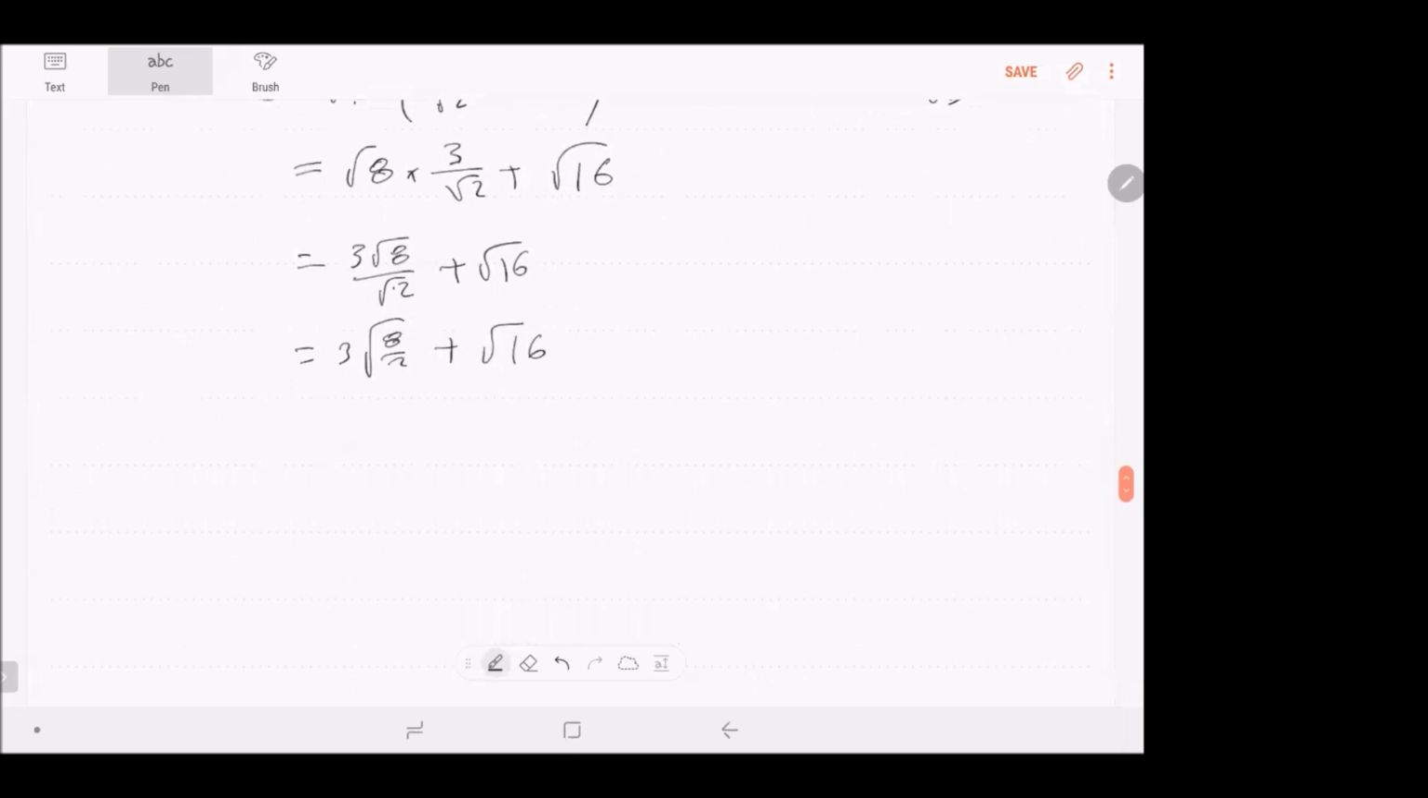Now, when we simplify the radicand, 8 divided by 2, it will be 4, so 3 times the square root of 4 plus the square root of 16. Now, 4 is a perfect square, 16 is also a perfect square, so when we extract 4 from the square root, it will be 2, 2 times 3 is 6, plus, when we extract 16 from the square root, it will be 4. So 6 plus 4 will be 10. So when we simplify the given expression, the final answer will be 10.